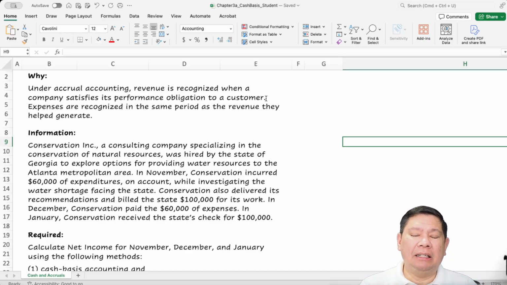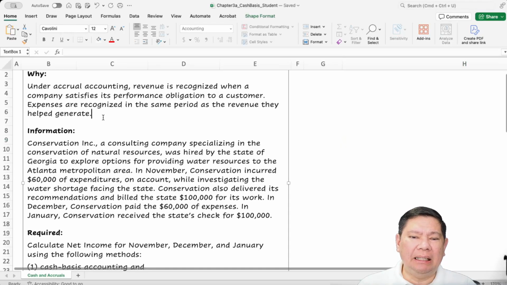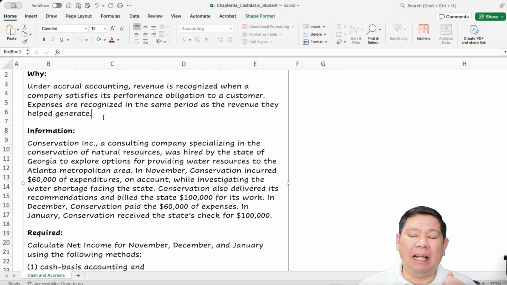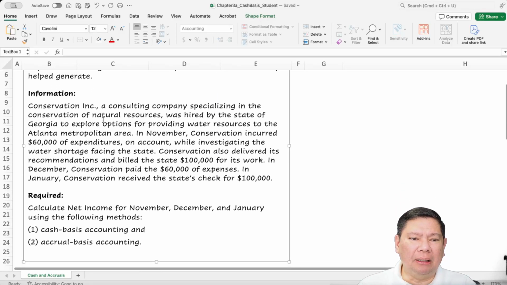We are using the accruals, so it really depends on meeting the performance obligations. Expenses are recognized in the same period as the revenue they help generate. That's based on the principle of matching costs against revenues. So let's take a look at this example.